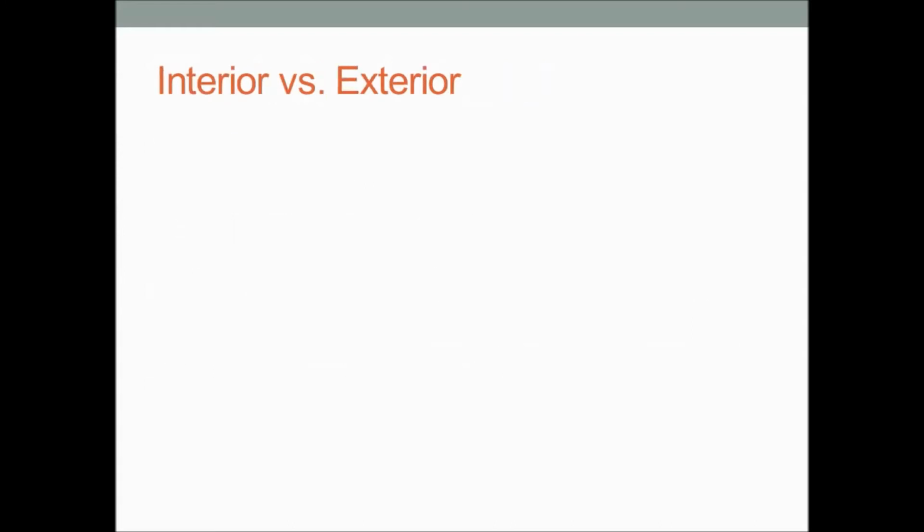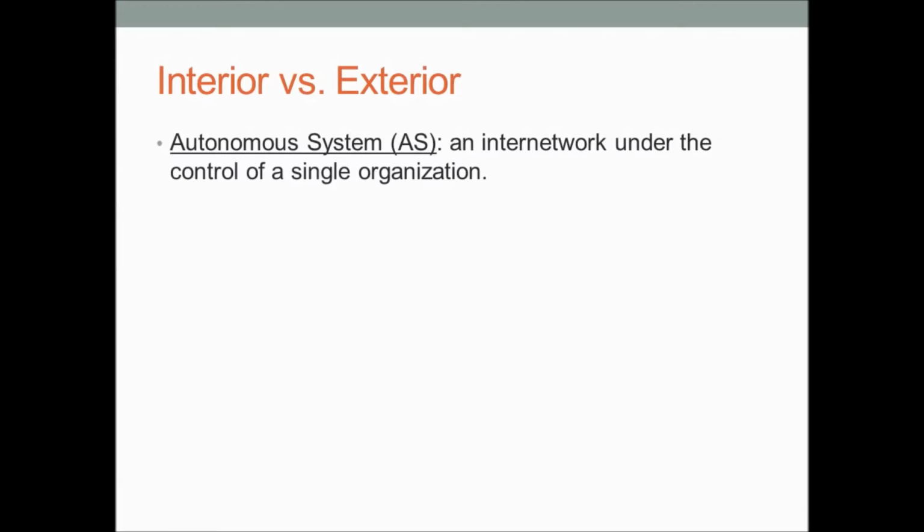So there are several different distinctions in the type of routing protocols that we'll be discussing, and the first one I want to talk about is interior versus exterior routing protocols. Now, first we need to talk about the term autonomous system. An autonomous system is ideally basically a single organization, or the network under the control of a single organization. For example, AT&T might be considered a single autonomous system, or perhaps Cox, or maybe Wichita State.